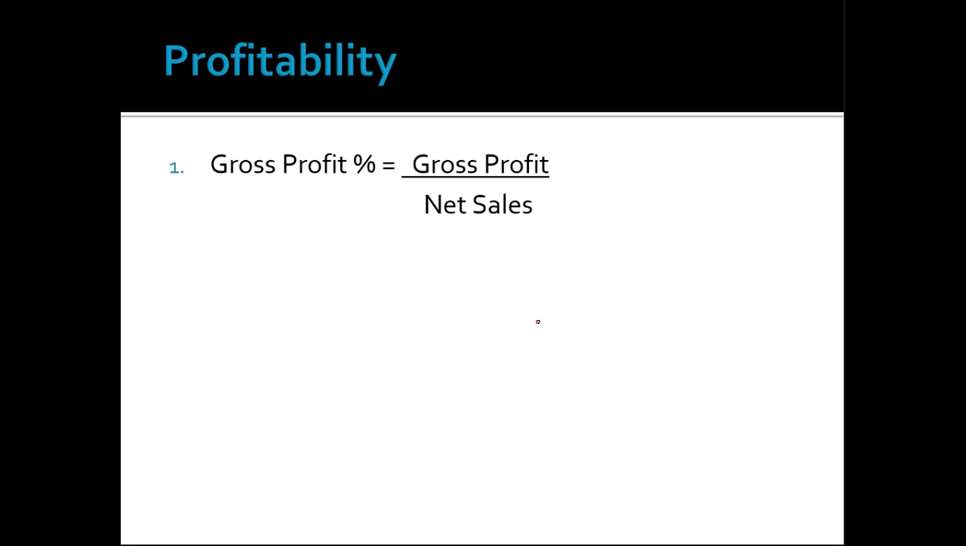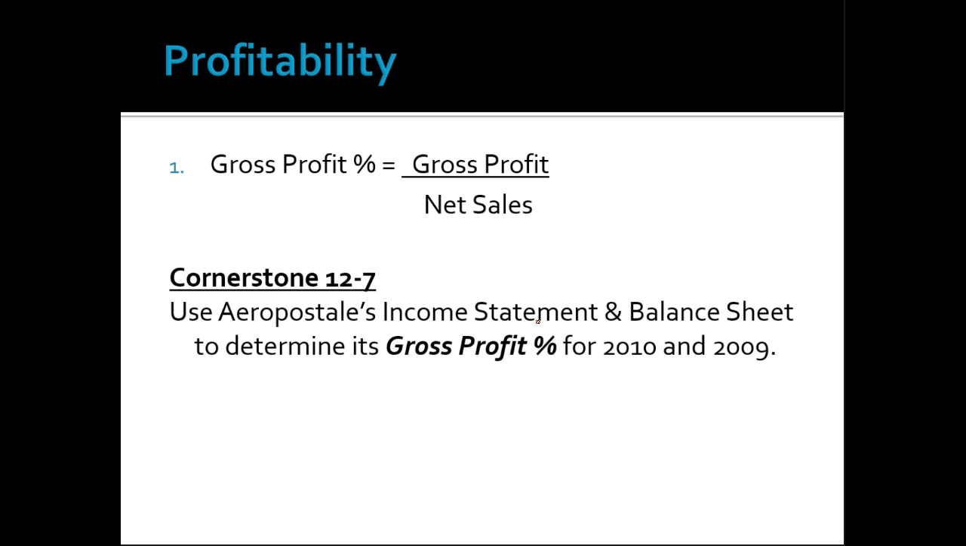First ratio we're going to look at is something called the gross profit. Now, where do I find the gross profit account? Which financial statement? That's right, the income statement. Where do I find net sales? Yep, that's right, the income statement. So, I'm going to head to the income statement to find out what was Aeropostale's gross profit percent, or, by the way, in accounting world, the word margin is often substituted for percent. What was its gross profit margin?